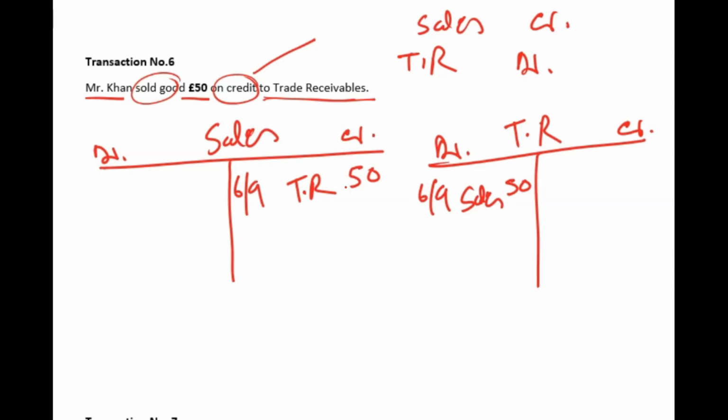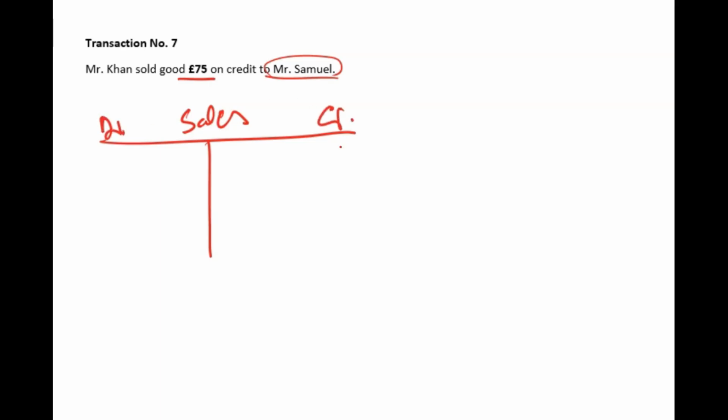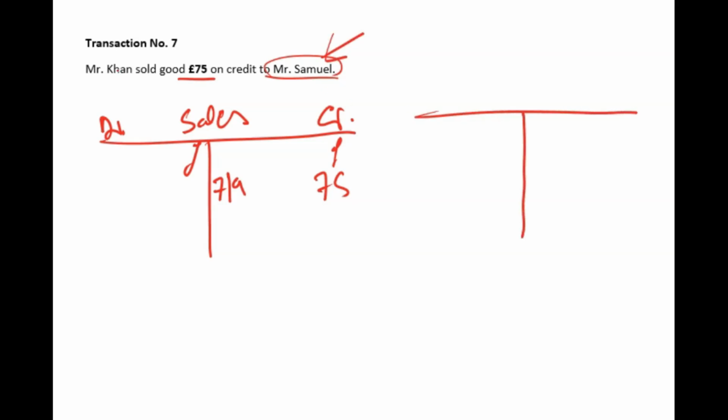But the question is, the very next one, what if the name of the trade receivable is given? Mr. Khan sold goods 75 on credit to Mr. Samuel. So you follow the same rule. Sales is yet again credit. There is no doubt, your sales are credit into the account. So on the account, you go to write 75, and let's assume 7th of 9 it took place. But yes, there is no doubt Mr. Samuel is receivables for Mr. Khan, but instead of writing trade receivables, you got to write Samuel's account, because if names are given, you got to write the names. That's the rule.